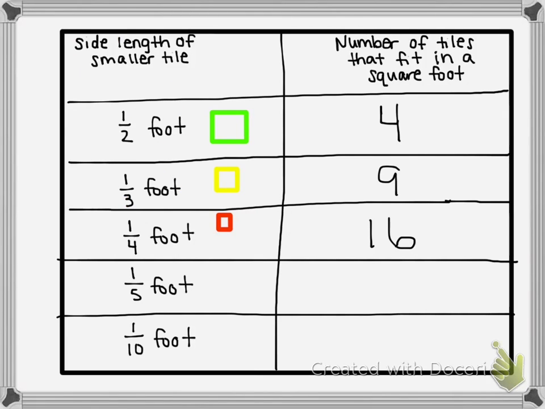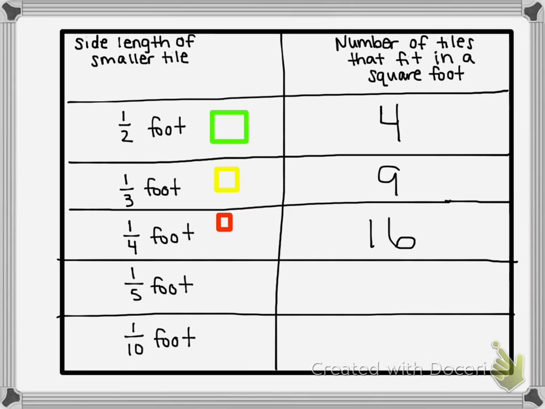Do you see the same pattern I see? It took 4 of the green 1/2 foot tiles to fill a square foot, 9 of the 1/3 tiles, and 16 of the 1/4 tiles. Think about that. How many 1/5 foot tiles do you think would fill a square foot?